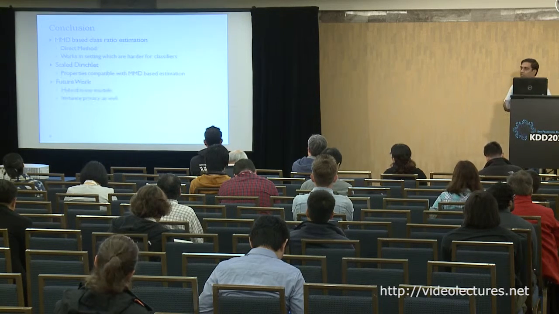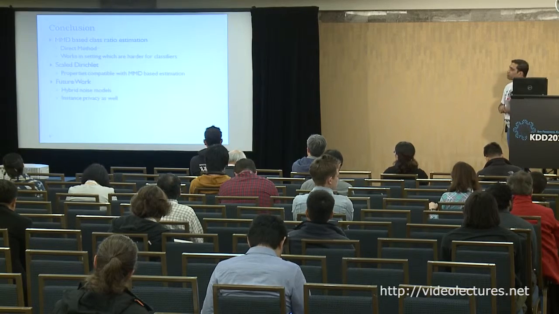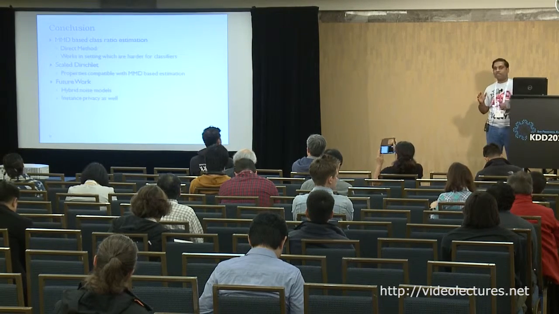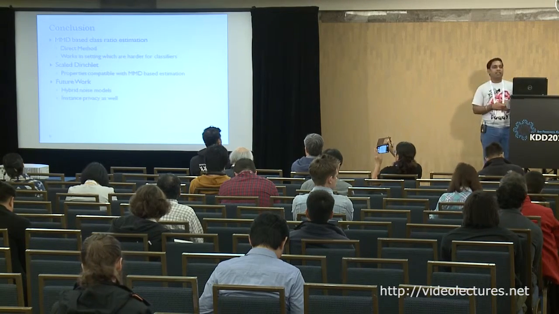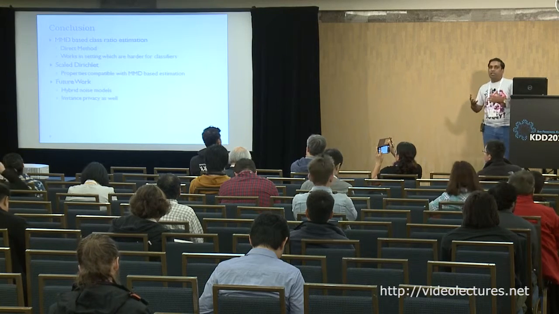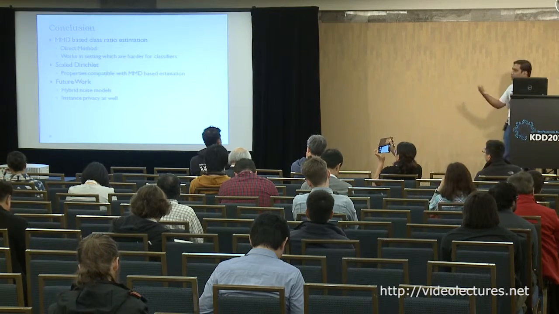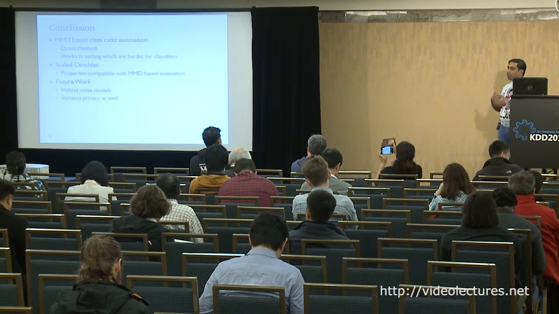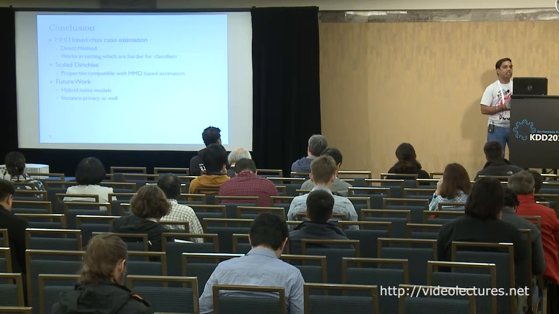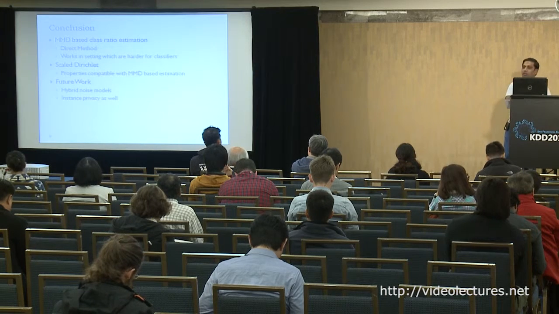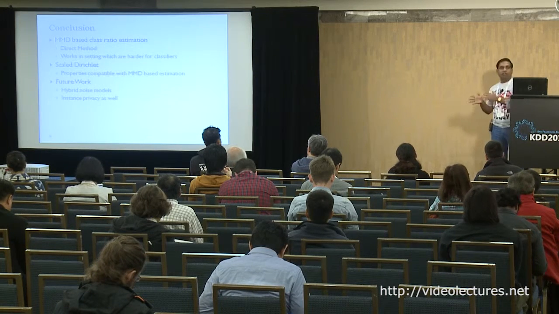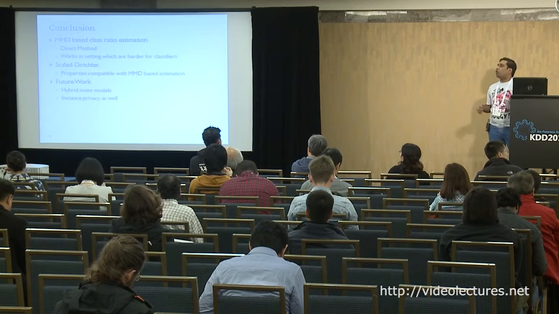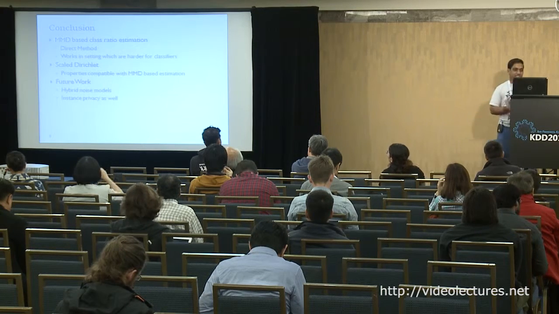In future, one can look at hybrid noise models. I talked about a few drawbacks in our approach, where we require a minimum number of samples in our data to be able to guarantee epsilon-delta differential privacy. It is quite possible that we may be able to work with a hybrid noise model where we can use some of the earlier models that we described along with our model, so that we are able to cover the space of all possible epsilon-delta differential privacy conditions.